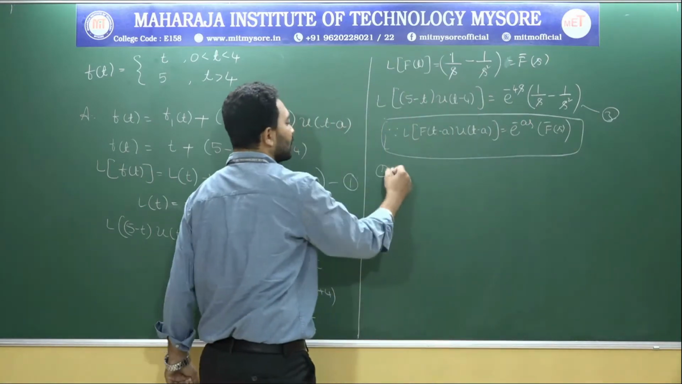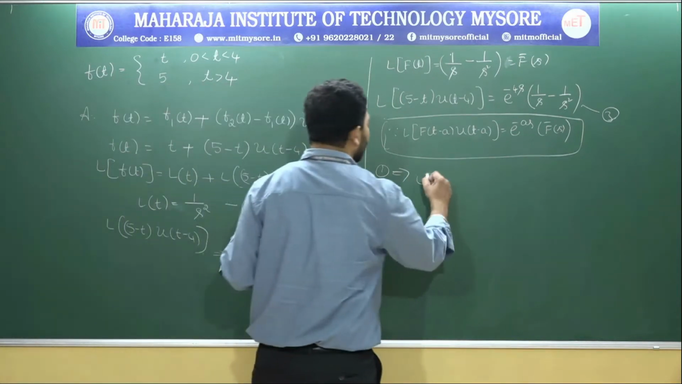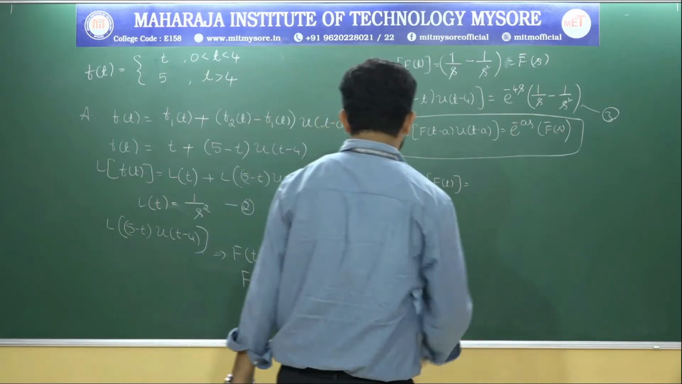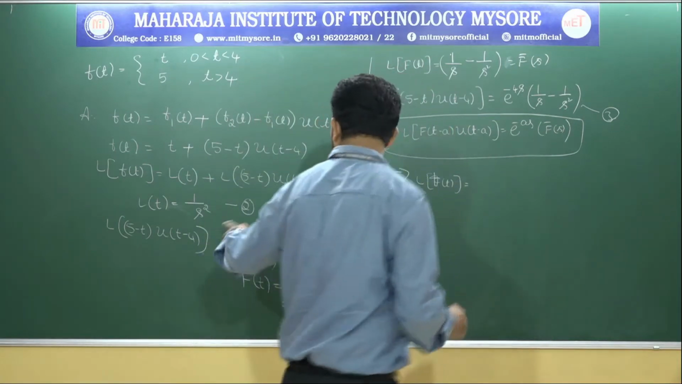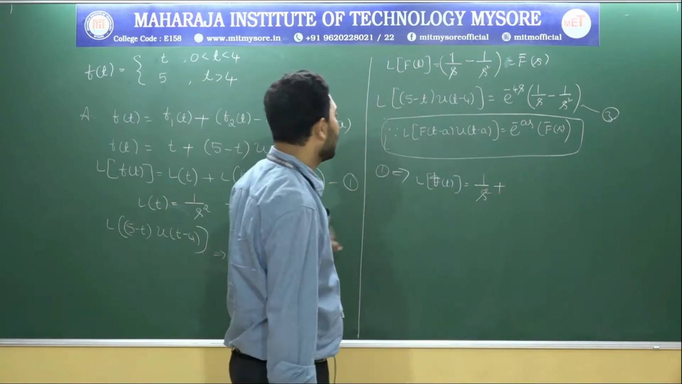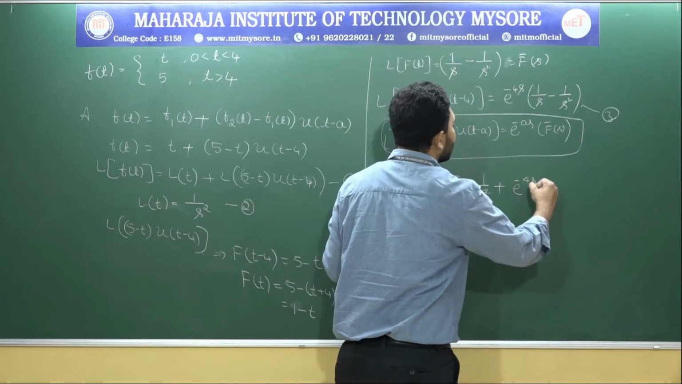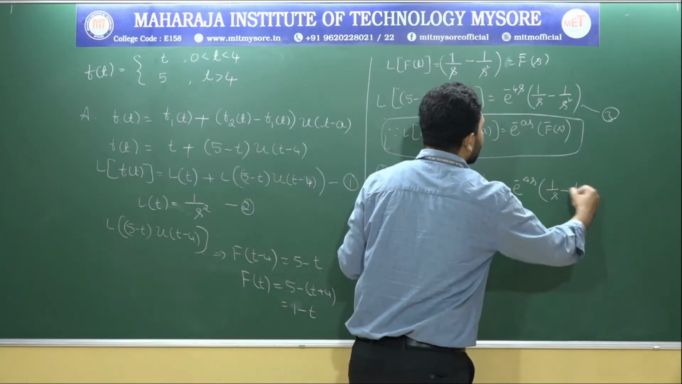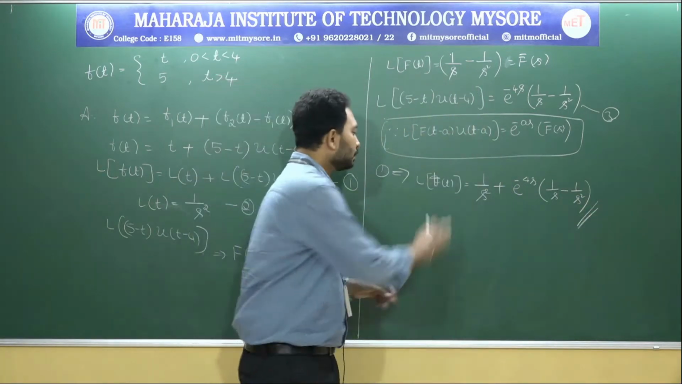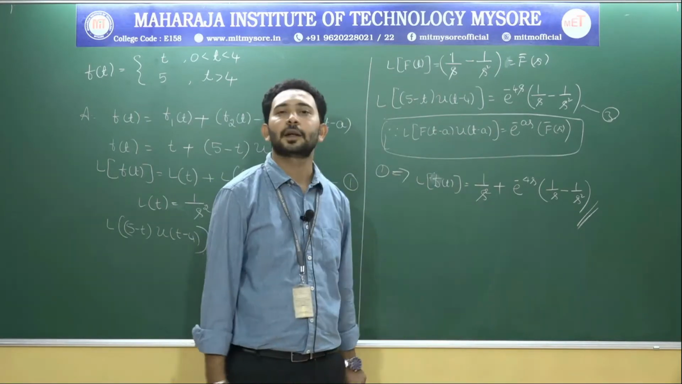So equation 1 becomes, by using equation 2 and equation 3, finally we get the Laplace of f of t. What is Laplace of f of t? First one, equation 2, it is Laplace of t, 1 by s square, plus second one, it is e power minus 4s into 1 by s minus 1 by s square. This is small f of t. So this is the result.